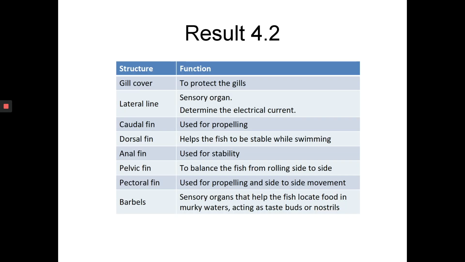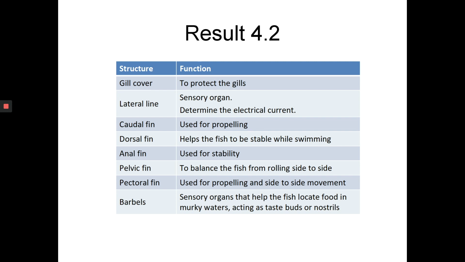First one, we look at the gill cover. Gill cover is very important to protect the gills from breaking or damage. Second one is the lateral line. Lateral line is used as a sensory organ and also to determine the electrical current in the water. Caudal fin is used for propelling in the water. Dorsal fin helps the fish to be stable while swimming.